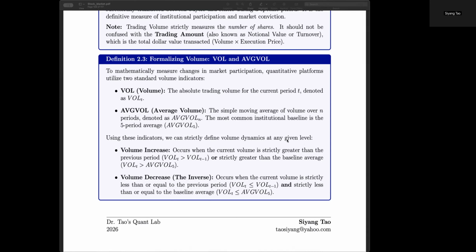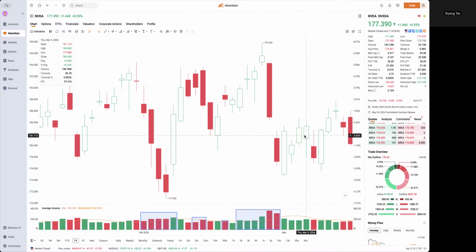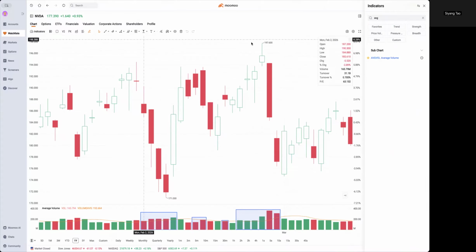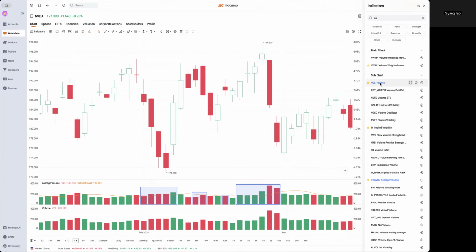Now, let's address a massive mathematical myth. If you open almost any retail brokerage app, you will see a flashy meter showing net inflow and net outflow of capital. So let me show you here. If you open any app, you can go to this course and you can see this net outflow and net inflow right here. And by the way, if you want to see the volume indicator, you can just go to indicators and type VOL. You can see this volume as this indicator right here.